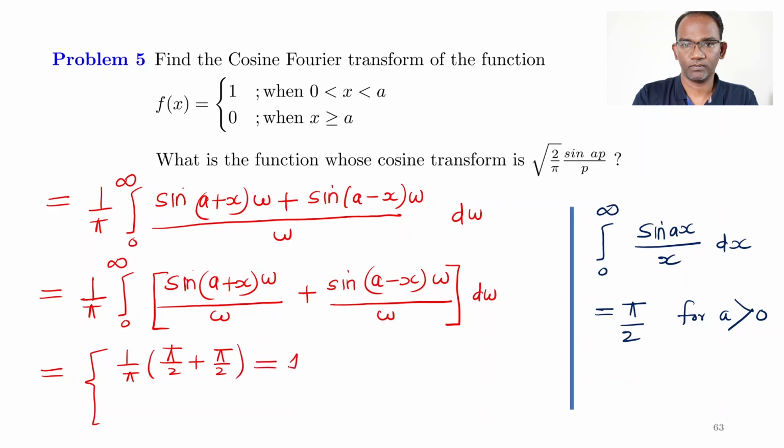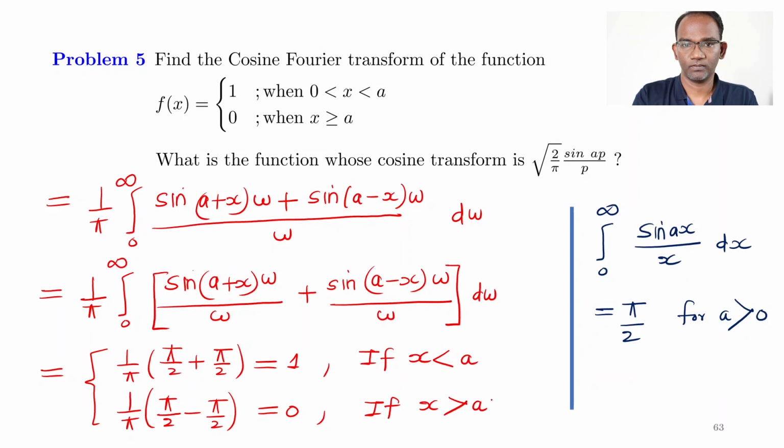This is equal to 1 if x is less than a, and that is equal to 1 by pi times pi by 2 minus pi by 2, which is equal to 0 if x is greater than a. So this is a function whose transform is given by square root of 2 by pi sine ap divided by p. So with that, we conclude our discussion on Fourier transforms.